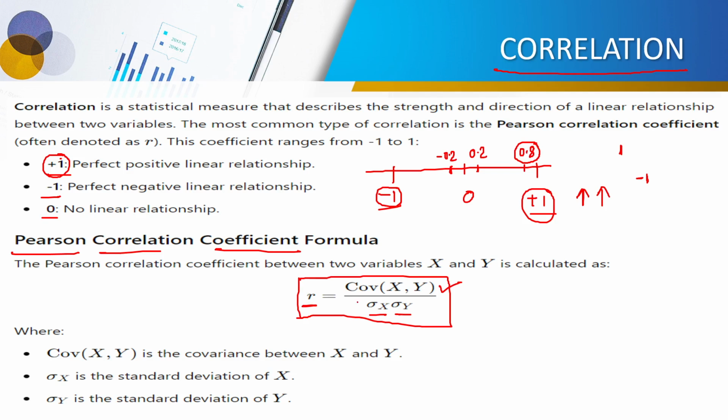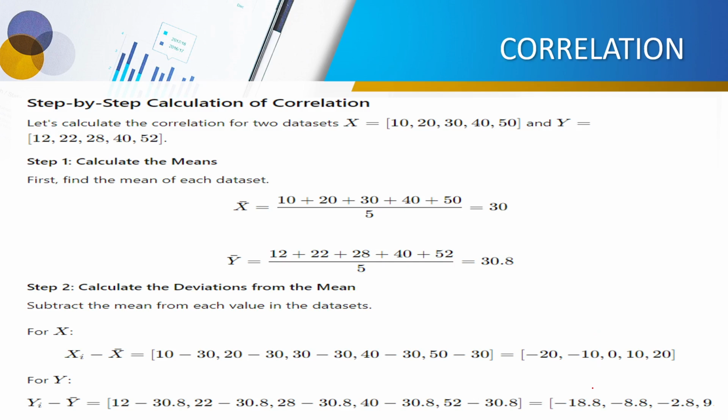So what is the value of r? r always lies in the range of -1 to 1, and r will never cross these values. If it is closer towards 1, it indicates both variables are strongly positively correlated. If it is closer towards -1, it indicates both variables are strongly negatively correlated. If you have a value in between, then their magnitude also varies in between. Is it clear? Okay.